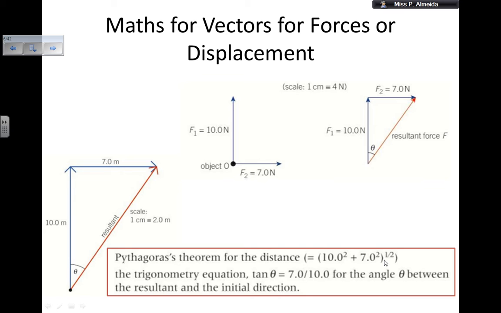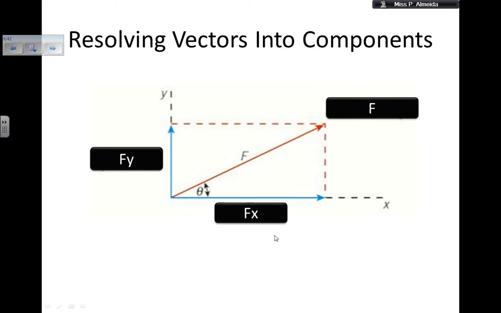And then I have the magnitude so far, right? If I want the angle, so the direction of my vector, I'm going to use the tangent. So I'm going to use the opposite one divided by the adjacent one. So I have 7 over 10, and that's going to be the angle in between the resultant and the initial direction in this case. All right? So that's a worked example.